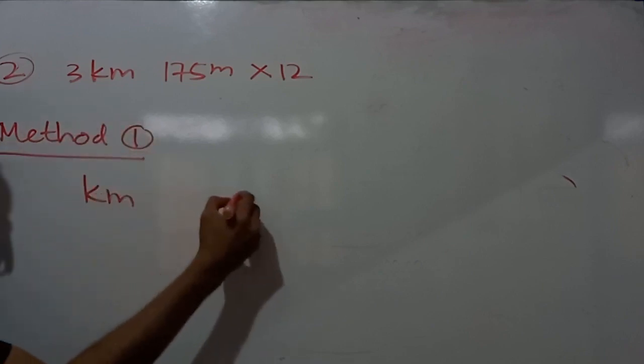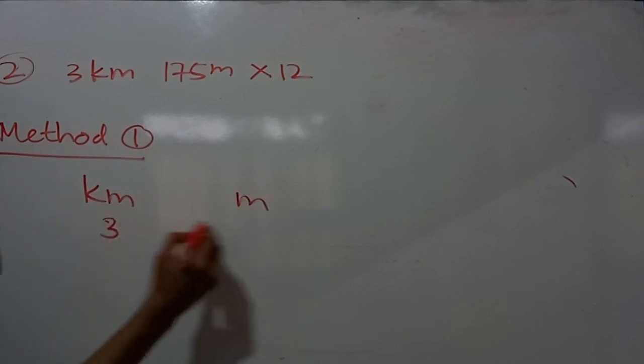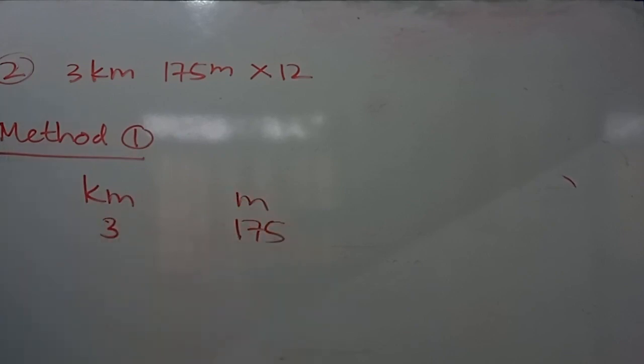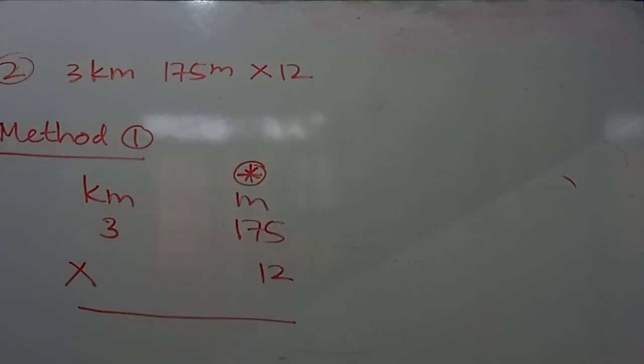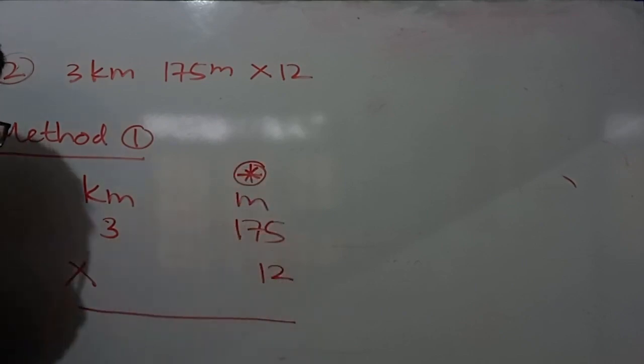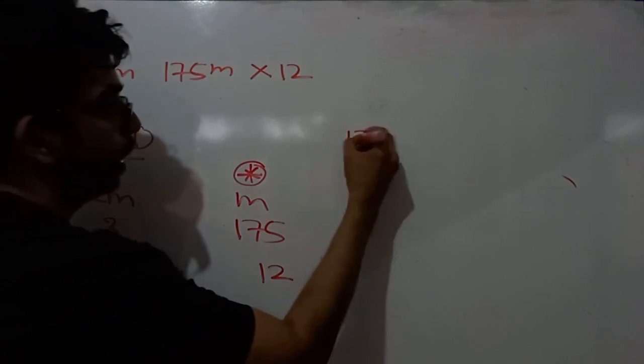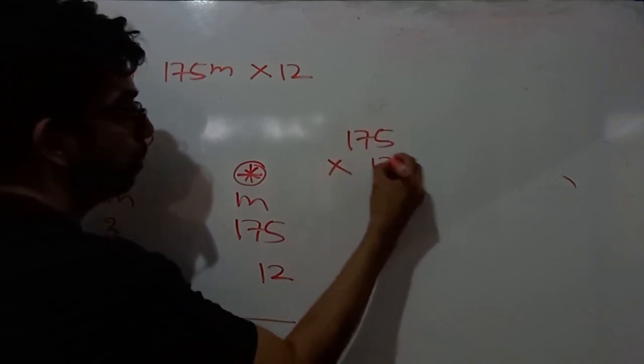kilometers and meters. 3 kilometers and 175. So we have to multiply that by what? So how do we do this? We start from the meter section, right? 175 into 12. Okay. So 175, we will multiply that by 12.